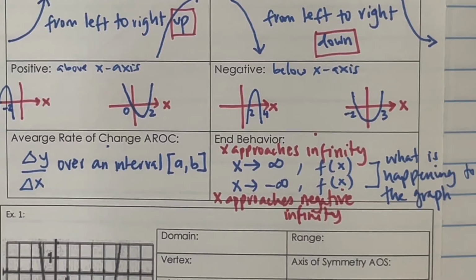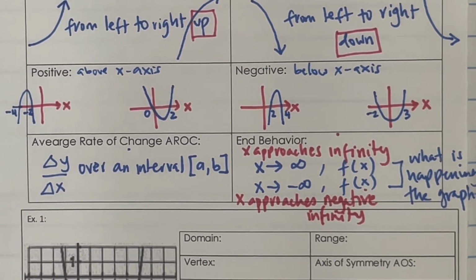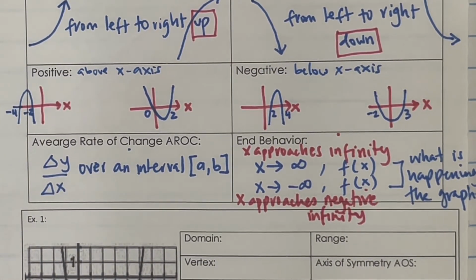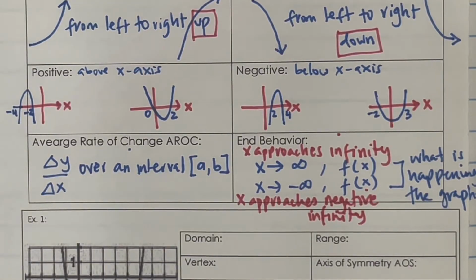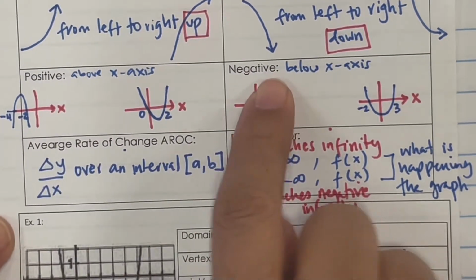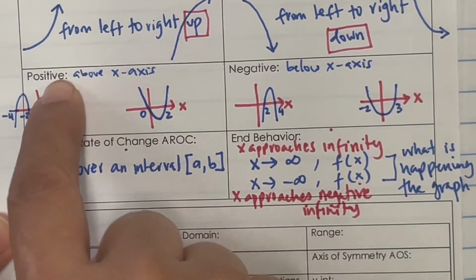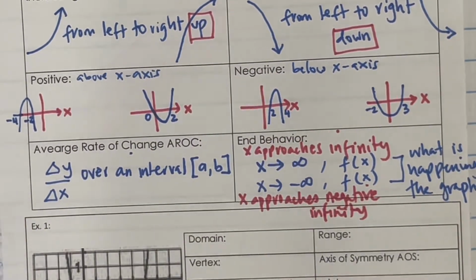Pause the video and copy down what I've written on positive and negative. This is a listening check. Color in positive. All right, so when you're dealing with positive and negative, above the x-axis is positive, below the x-axis is negative.